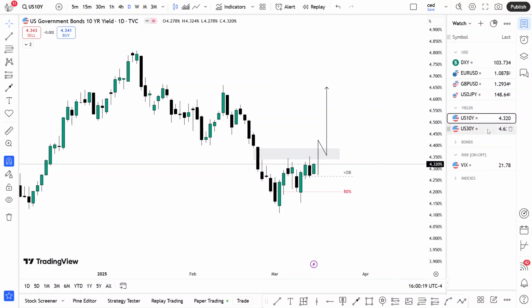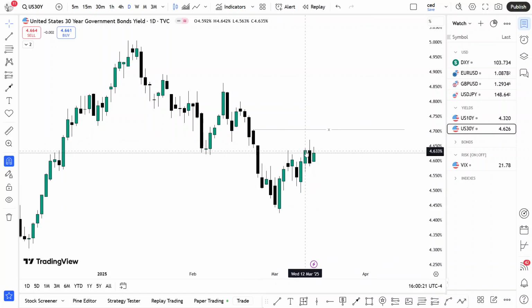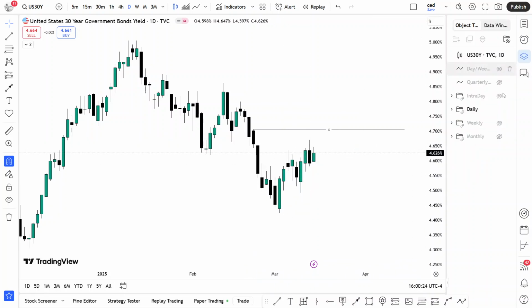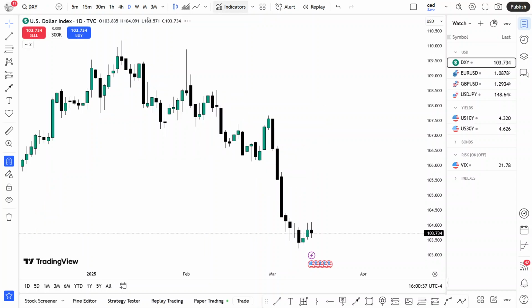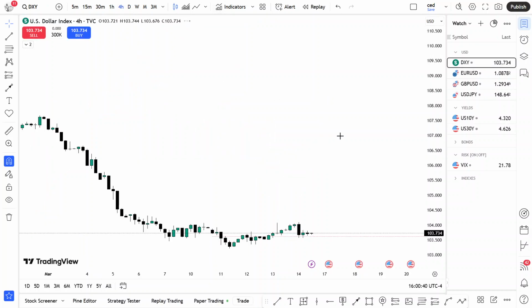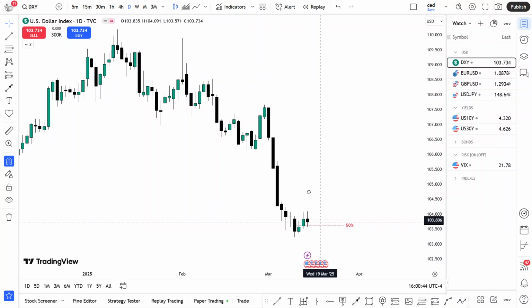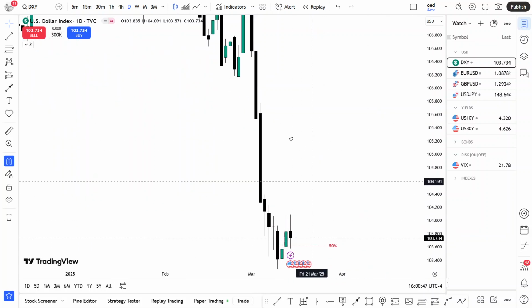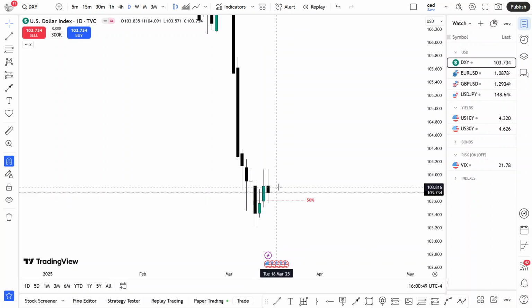So same thing for 30 years. Okay, so you can see 30 years, same idea. If you go into the daily, let me show you, same idea. Okay, so we are respecting the discount PD array, and then we are pushing toward this premium PD array. So that's why on the XY currently, I think this mean threshold is supposed to hold. Okay, it's supposed to hold. So in case I have the confirmation, I can now start looking for trades.